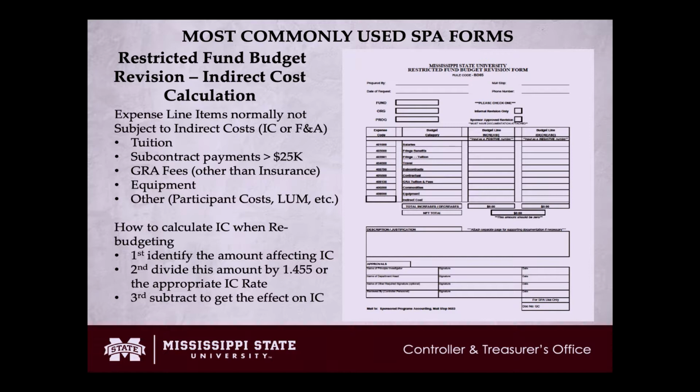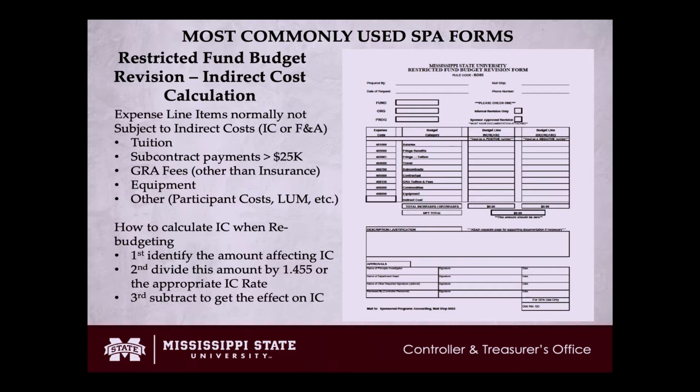In order to know if IC will be impacted, we need to know which line items aren't subject to IC. So various expenses such as tuition, subcontract payments greater than $25,000, GRE fees, equipment, participant costs, lease, utility, maintenance charges, expenses like that are not subject to IC. So that amount of the revision would not be included in the calculation for IC.